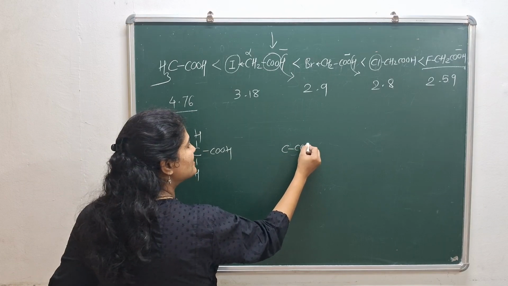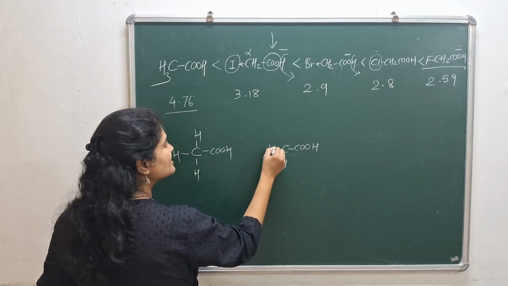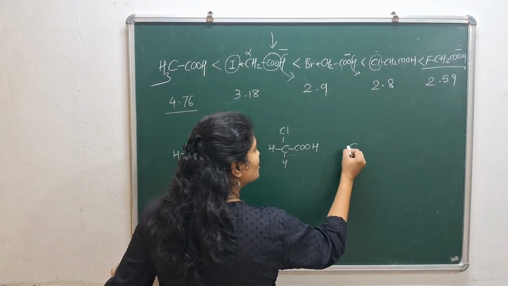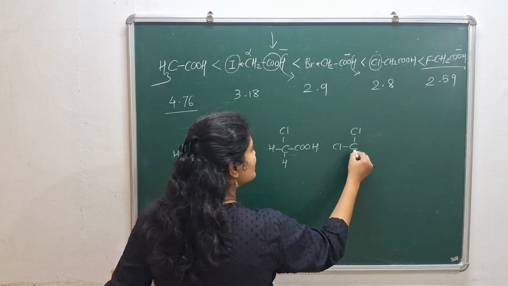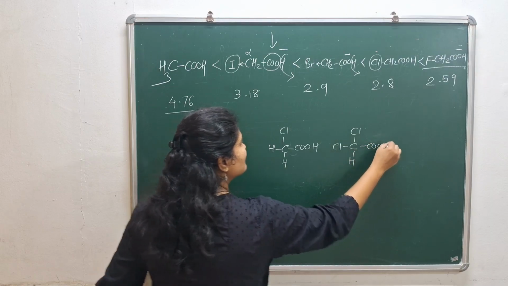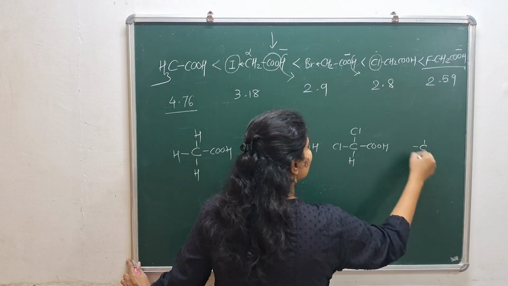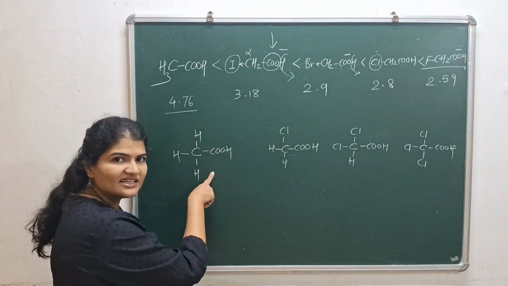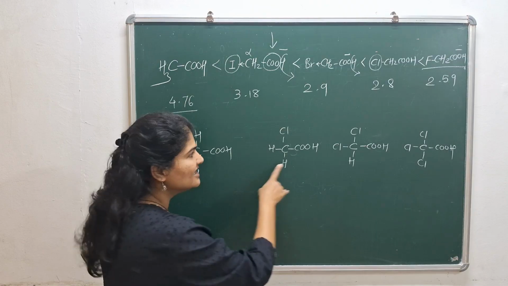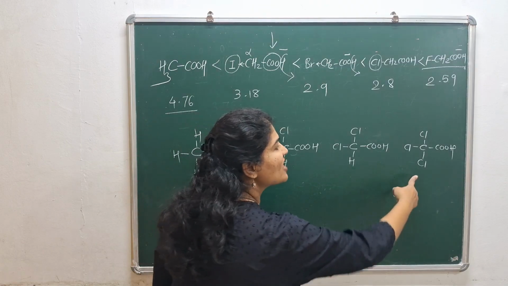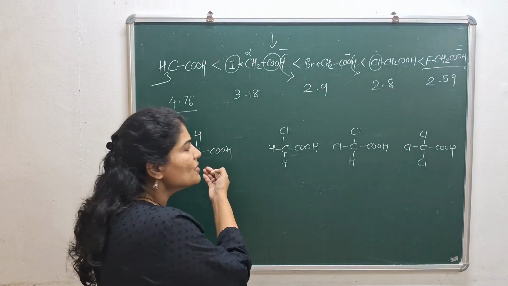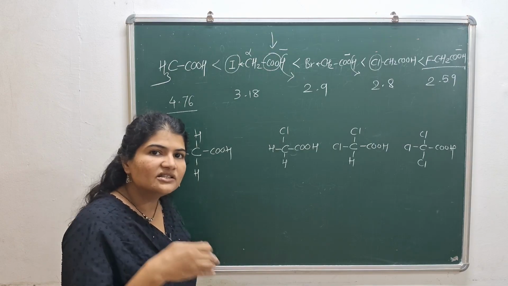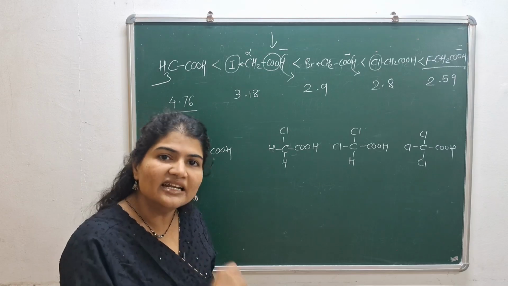Now what I will do is replace one of the hydrogens with a chlorine atom, giving chloroacetic acid. Then I will replace both hydrogens with chlorine atoms, and then I will replace all the hydrogens with chlorine atoms. So this is acetic acid, this is chloroacetic acid, this is dichloroacetic acid, and this is trichloroacetic acid. We have increased the number of halogens, which have the electron withdrawing effect, the negative inductive effect.